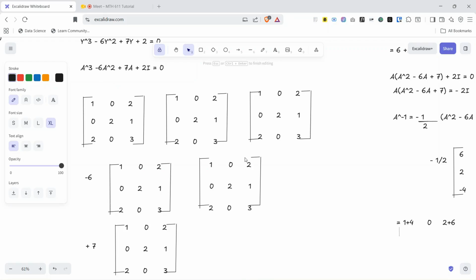Then, the middle row: 0 times 1, 0. 2 times 0, 0. 1 times 2. So this will be 2. 0 times 0, 0. 2 times 2, 4. 1 times 0, 0. Then 0 times 2, 0. 2 times 1, 2. Plus 1 times 3, 3.